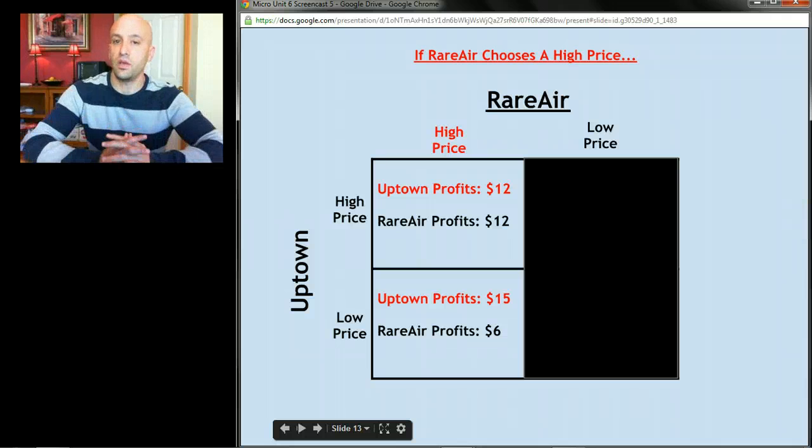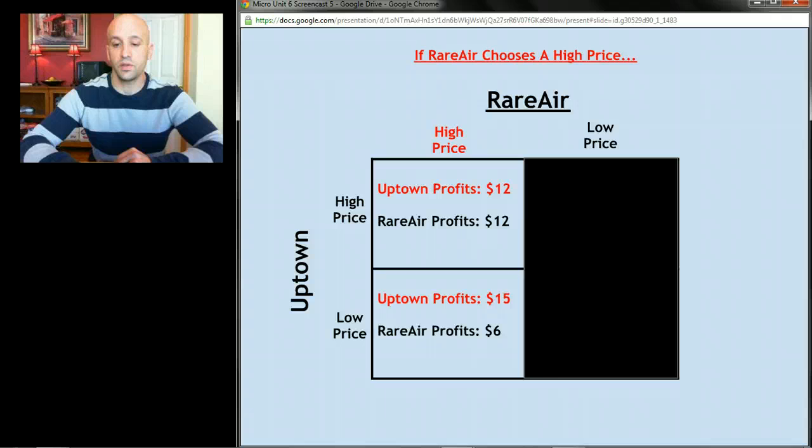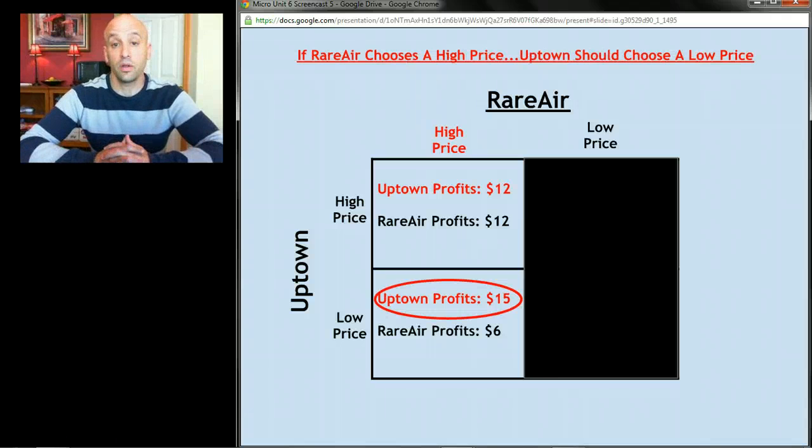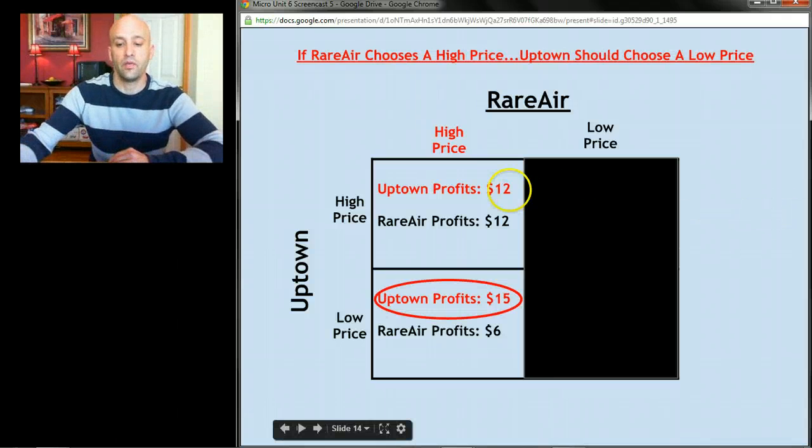And if you look closely, or even not that closely, you can see that if Rare Air chooses a high price, Uptown should go with a low price. If it went with a high price, it would make $12. If it goes with a low price, it'll make $15. That's a better choice. Alright, so if Rare Air goes high, Uptown will go low.